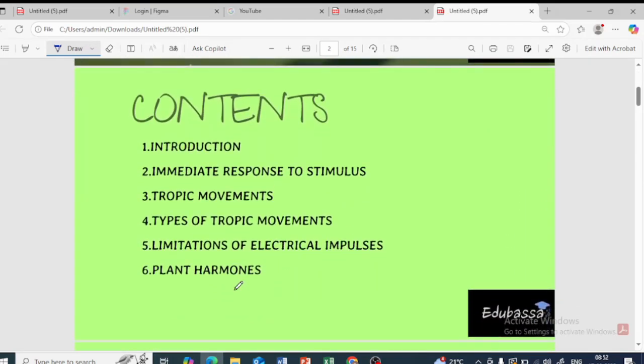So these are the content parts of it. We are going to learn about the introduction, how the immediate response takes place to the stimulus in the plants, what we mean by tropic movements, what the types of tropic movements are, what the limitations of electrical impulses are, and what plant hormones are.